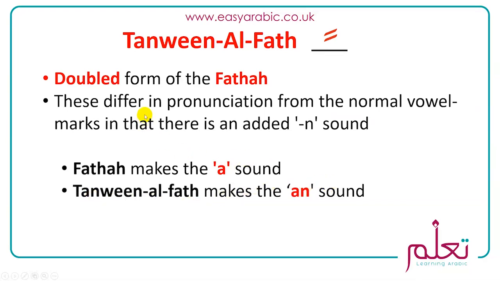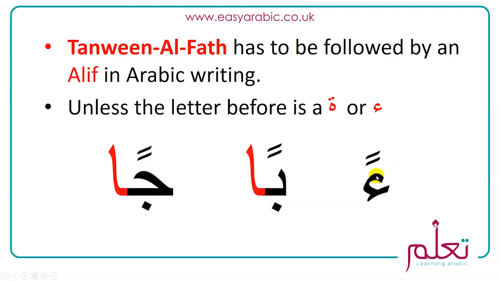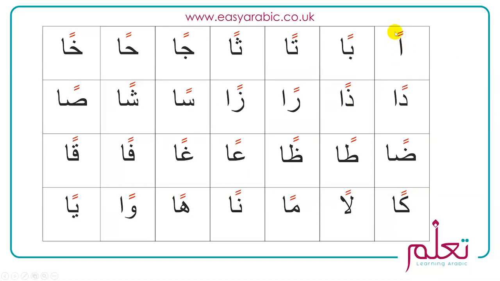The other thing you have to take note of is that when the tanween al-fatha is added, it must be followed by an alif in writing, unless the letter before is a ta marbuta or a hamza. So if we look at the example here, it'll be an, and it doesn't have the alif. Then we've got the ba with the fathatain, and then we've got the alif. So that is ban. If we look at the letters, we've got alif with the fathatain, which makes the an sound.